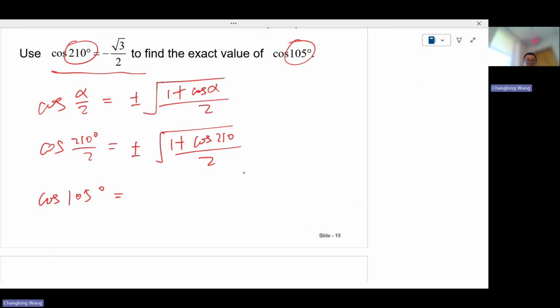So now the question is, okay, now you don't have to worry about the plus or minus right now, but you're going to have to do it. So the question is, how much is cosine 210?